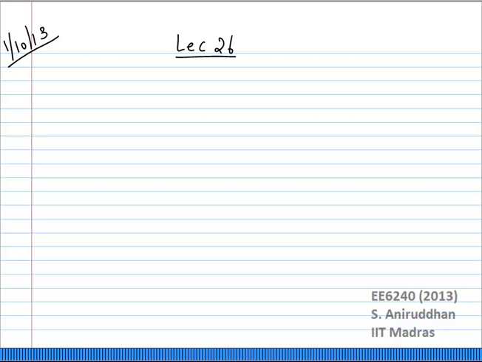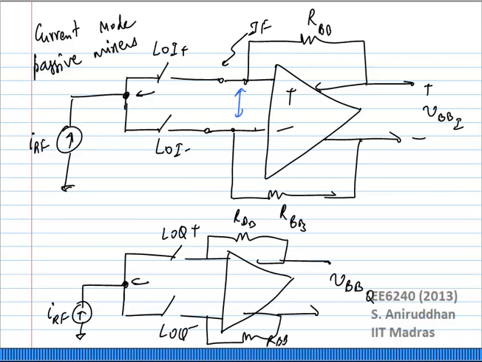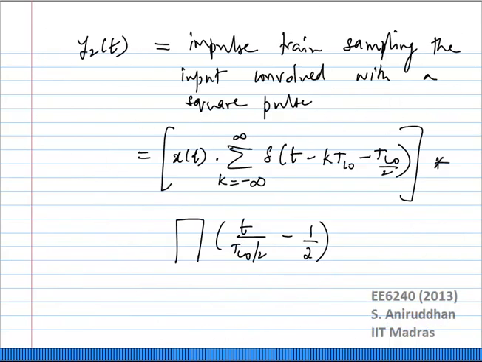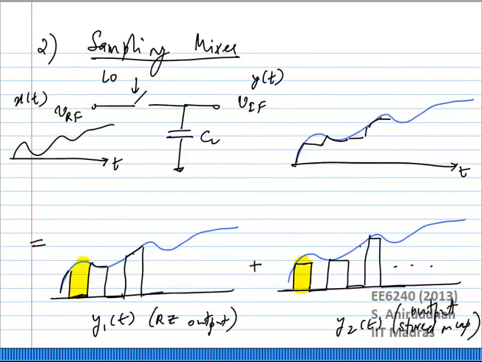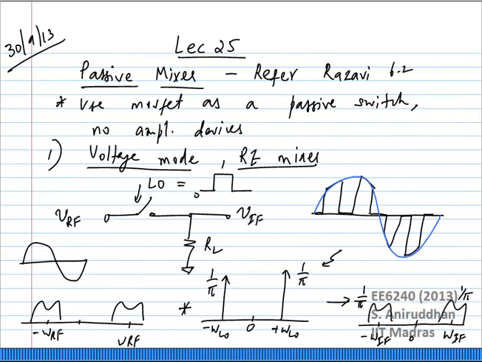So last class we started looking at the voltage mode passive mixers, and we'll quickly review what we did last class. The first mixer we considered was a return to zero mixer, which is basically just a switch under resistance.